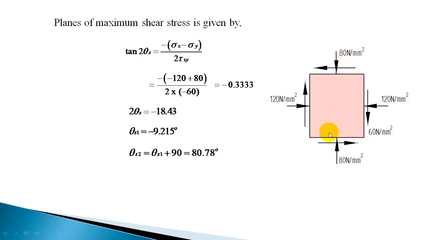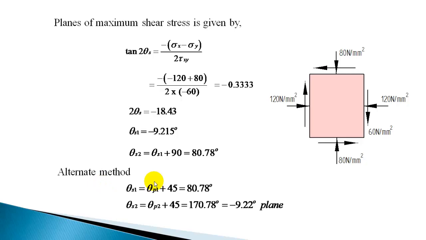So one plane will come like this and perpendicular to that is the other plane. So these are the planes of maximum shear stress. On these planes you will have that maximum shear stress which we have calculated. Now you can also find out the planes of maximum shear stress by just adding 45 degree to the principal planes, because principal planes and planes of maximum shear stress are separated by 45 degree.